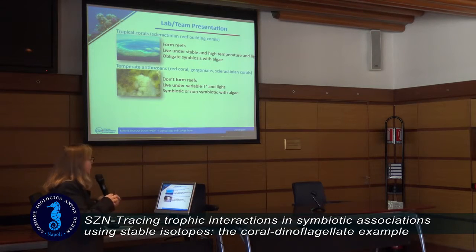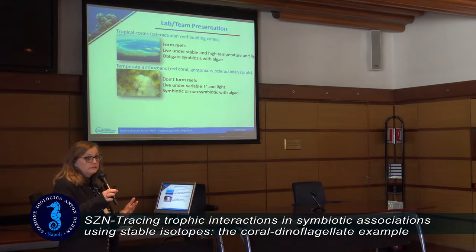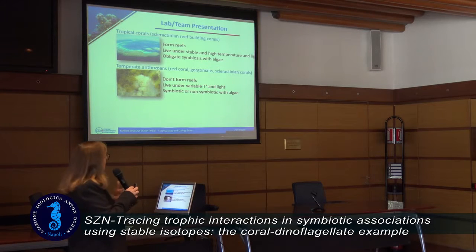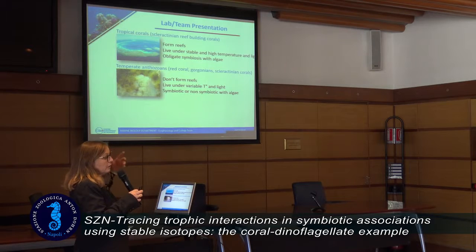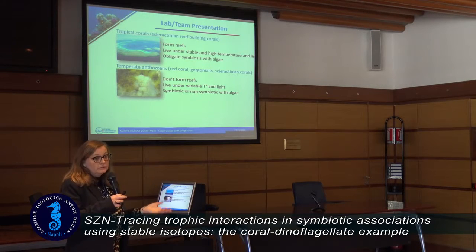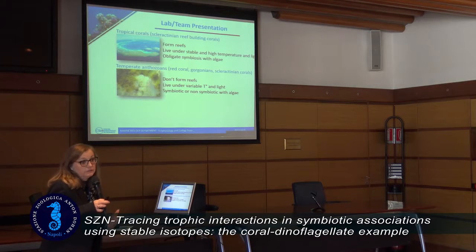Then we have the temperate anthozoans. They don't form reefs, and they live under variable temperature and light conditions. So in terms of ecophysiology, we have different conditions compared between these 2 corals, and they can be symbiotic or non-symbiotic with algae.